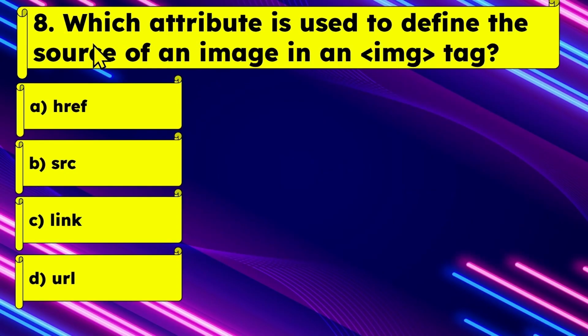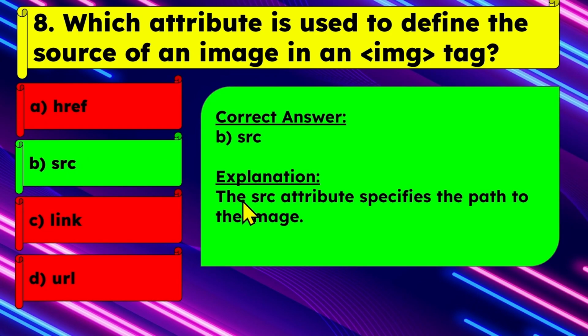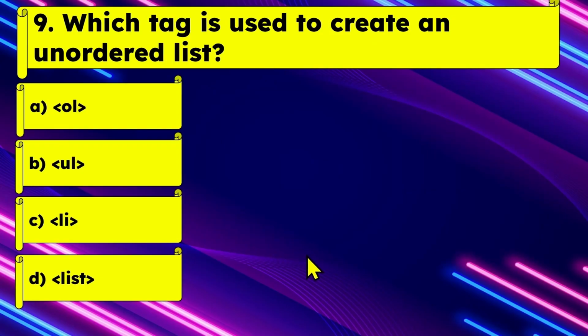Our next question is, which attribute is used to define the source of an image in an img tag? Option A, href. Option B, src. Option C, link. Or option D, URL. So here the correct answer will be src. As you can see, the src attribute specifies the path to the image. So whenever you are using this img tag, inside this you have to use src attribute, and with this you have to specify the path of your image. So let's jump to our next question.